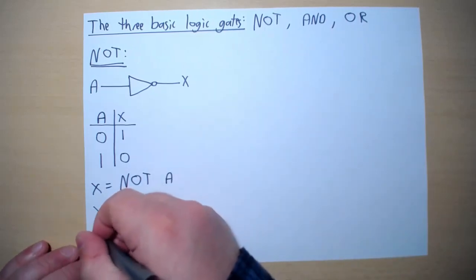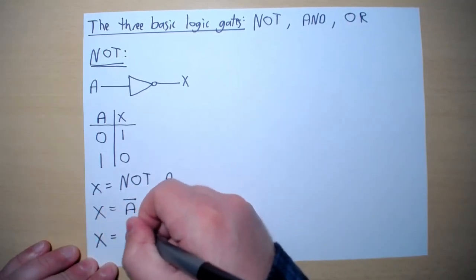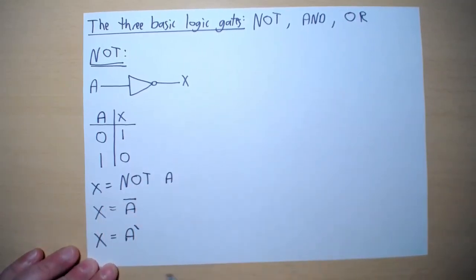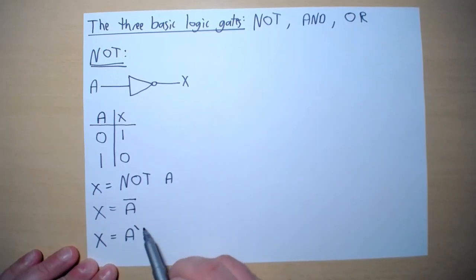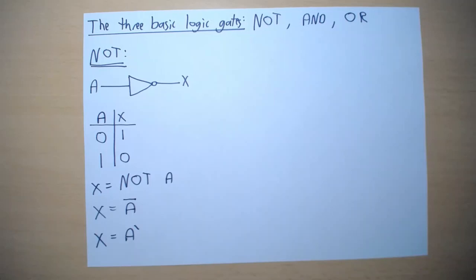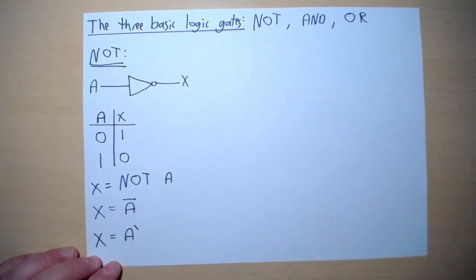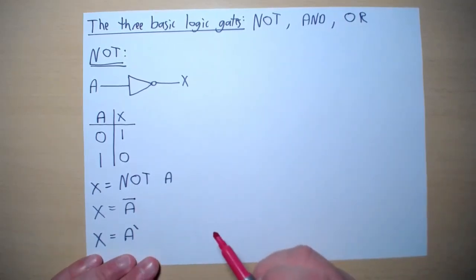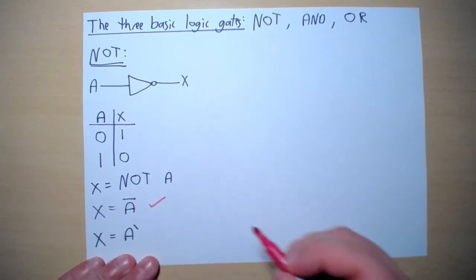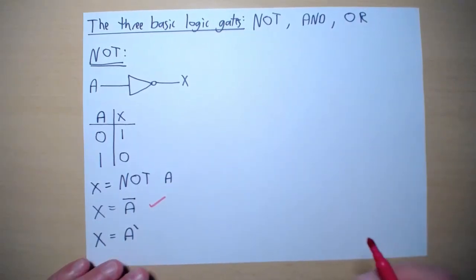Sometimes we also use the apostrophe. We write X equals A apostrophe, and this apostrophe represents a NOT gate. Personally, I don't like this notation, so I prefer to use the bar notation, this one. Okay, so for these videos, I am going to use that notation.